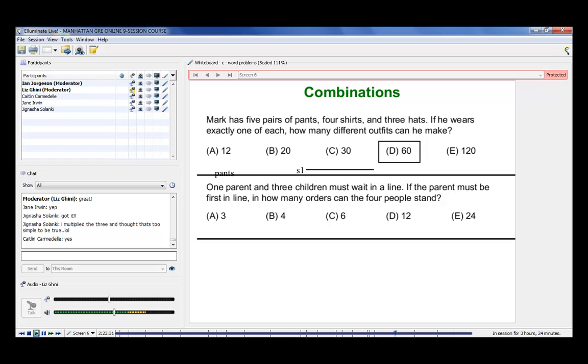Now, Caitlin got this quickly. How did you think through this? This is a little tricky to think out how to lay it out using the shortcut method, but it's absolutely doable. Caitlin, why don't you take the mic and tell us how? You did it with the tree. That's fine. Tell us how you did it.